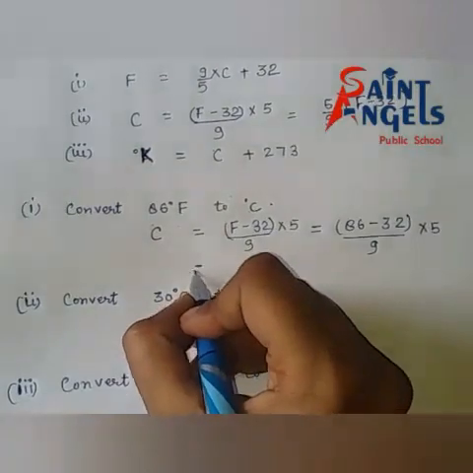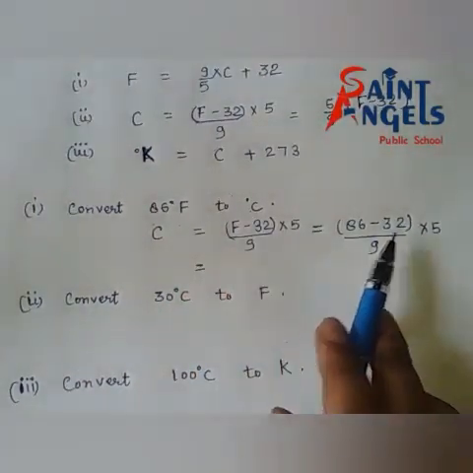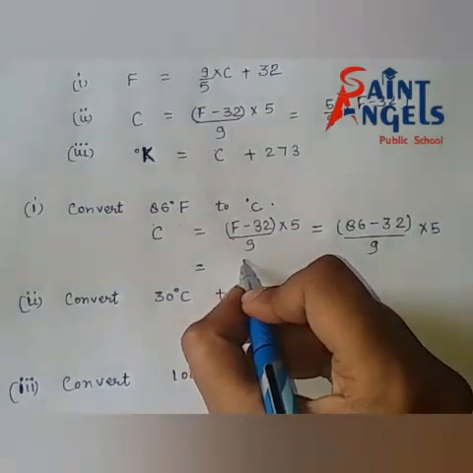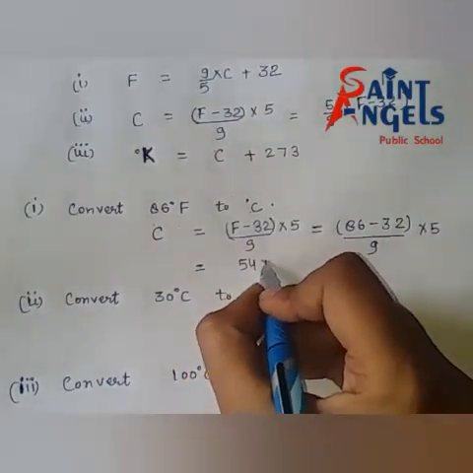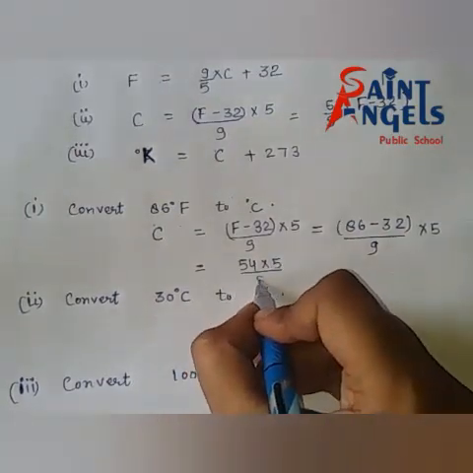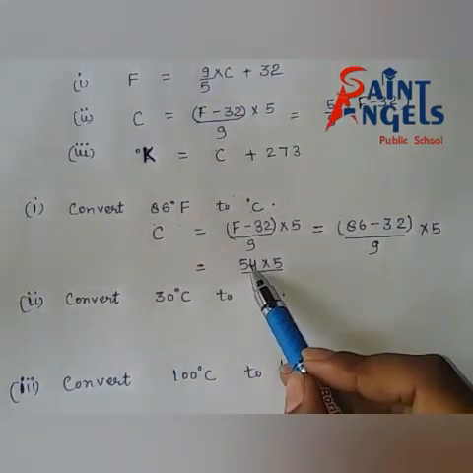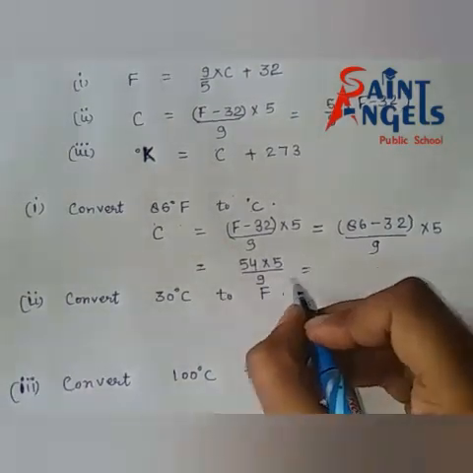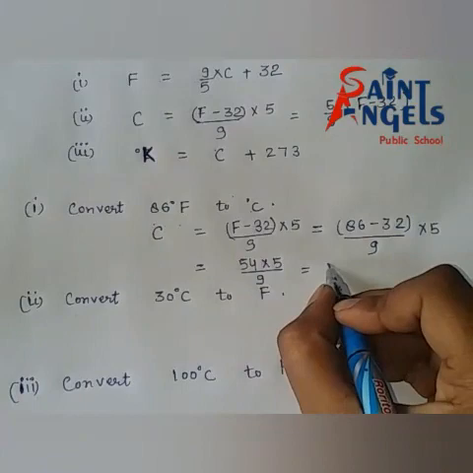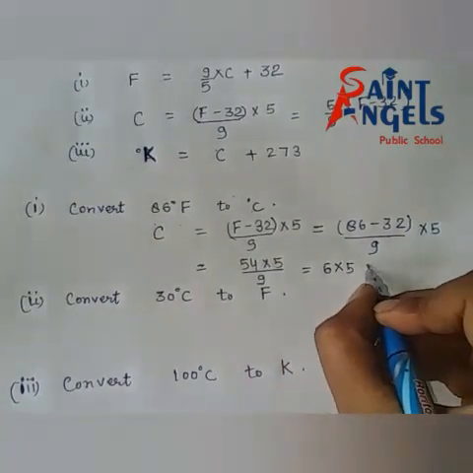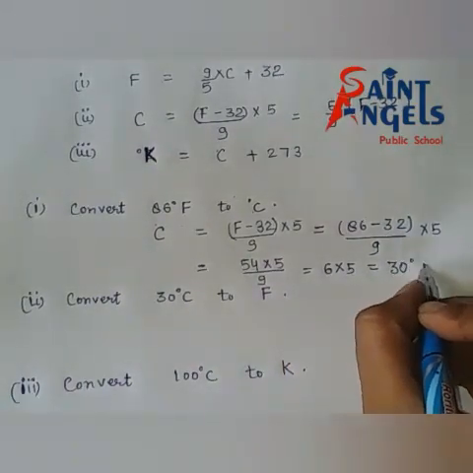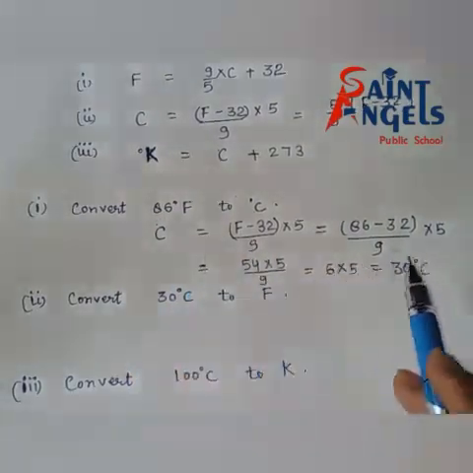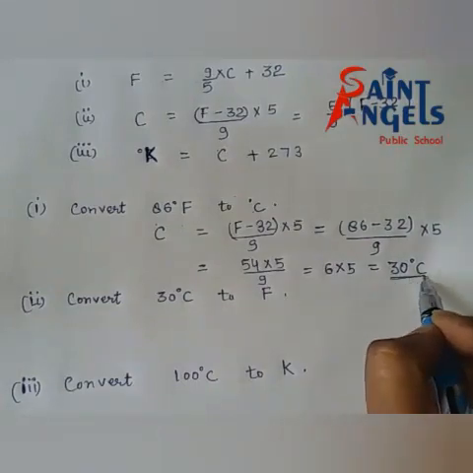So students, we can write it: 86 minus 32 is 54, multiplied by 5 upon 9. So 54 is divided by 9. 9 6s are 54. 6 multiplied by 5 is equal to 30 degree Celsius. So students, 86 degree Fahrenheit is equal to 30 degree Celsius.